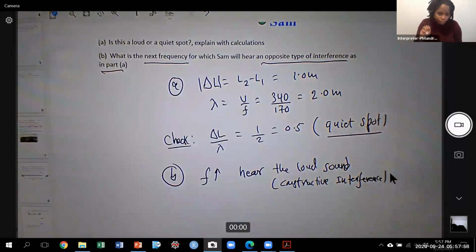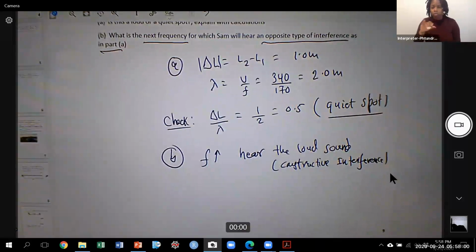And tell me the idea. So now, at what next frequency? You start off with 170 hertz, and Sam will hear a quiet sound. Now it says to slowly increase the frequency until Sam hears a loud sound, constructive interference. So how do you do that? Give me some idea.